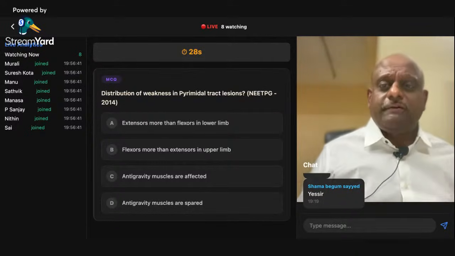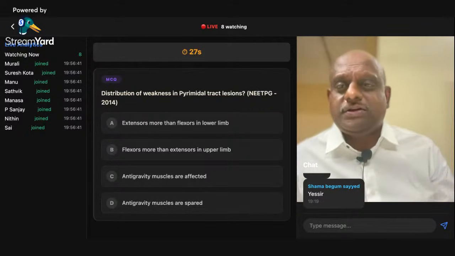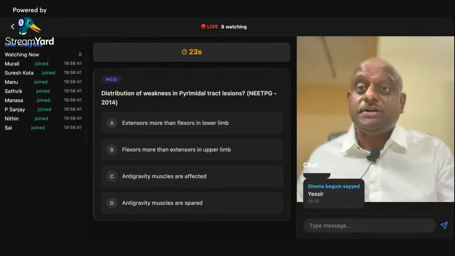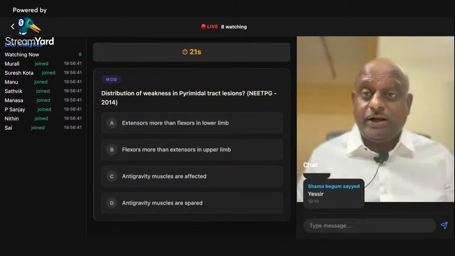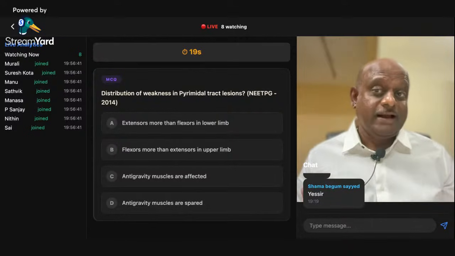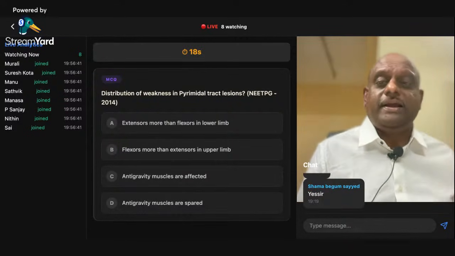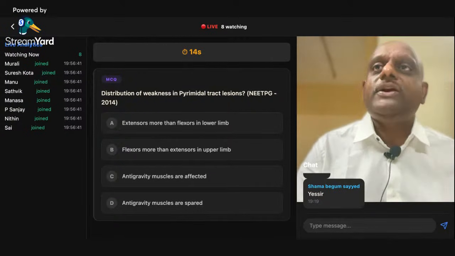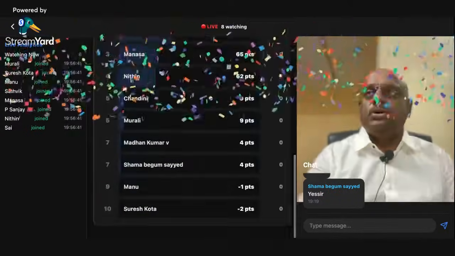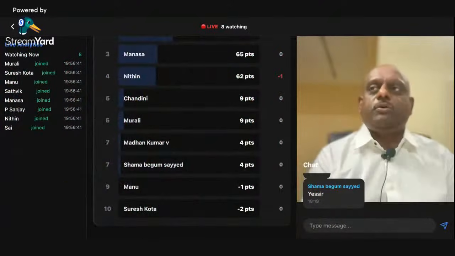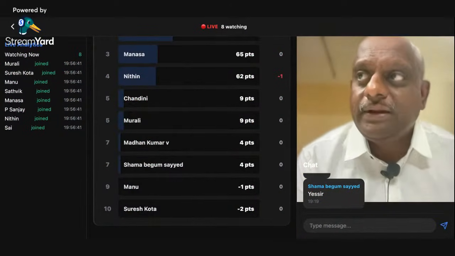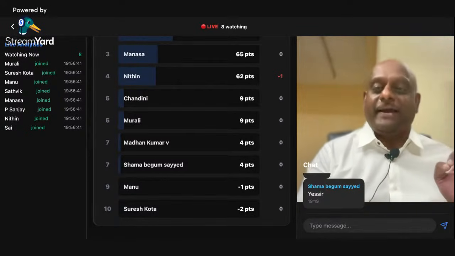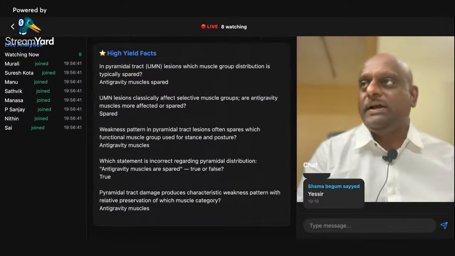Now, distribution of the weakness whenever there is any pyramidal weakness. Is it more on the extensors or on the flexors? Is it more in the upper limb or in the lower limb? How would the decorticate rigidity, decerebrate rigidity look like? You need to be very, very sure about it. So, doctor, in the distribution of the motor weakness, typically the anti-gravity muscles are spared. It's very important to remember.